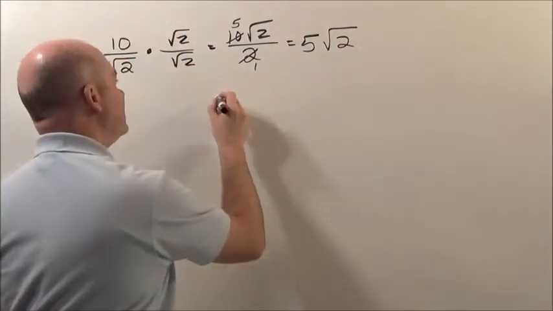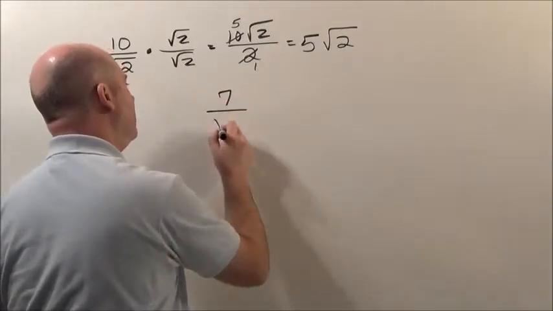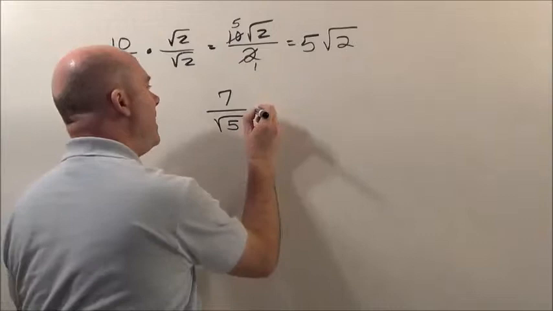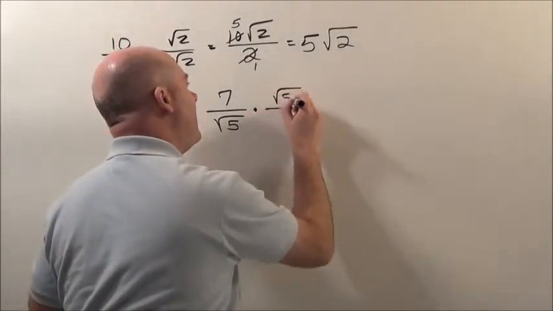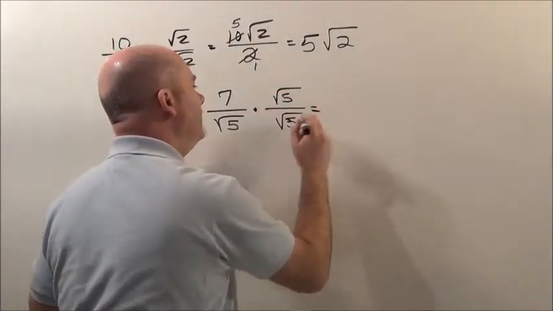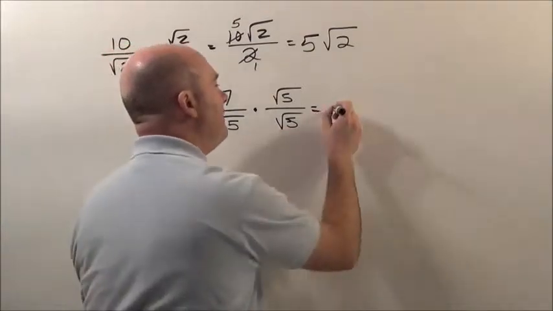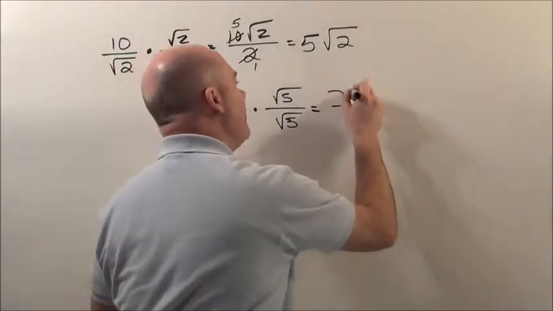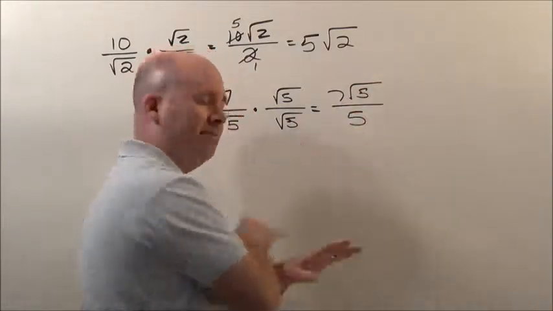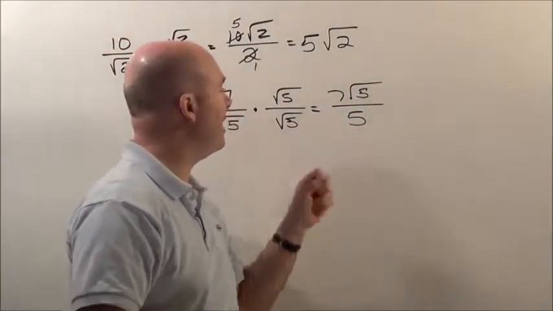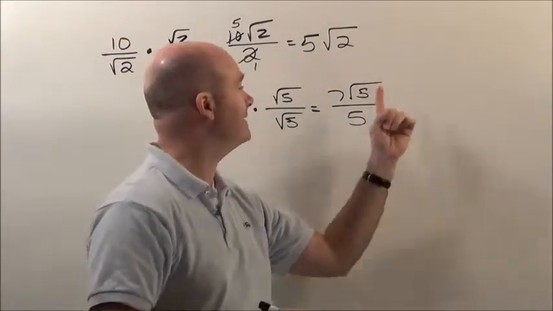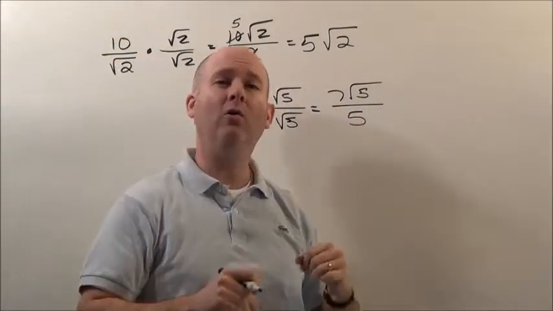If you had something, let's say 7 over √5. How am I going to get rid of this √5 in the bottom? I'm going to multiply by √5 over √5. √5 times √5 in the bottom just gives you a 5 down here. 7 times √5 on top. 7 and 5, nothing can divide them both. They're both prime numbers. So the final answer is 7 √5 over 5.